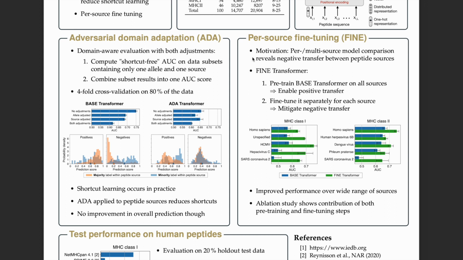This motivates our second transfer learning approach, the Fine Transformer. In this approach, we first pre-train the Base Transformer on all peptide sources and then fine-tune it separately for each peptide source. The per-source fine-tuning ensures that there is no negative transfer between sources, and the pre-training step enables positive transfer between sources. This figure shows that the Fine Transformer leads to improved performance over a wide range of peptide sources compared to the Base Transformer. We also verified with an ablation study that both pre-training and fine-tuning contribute to the improved predictions.